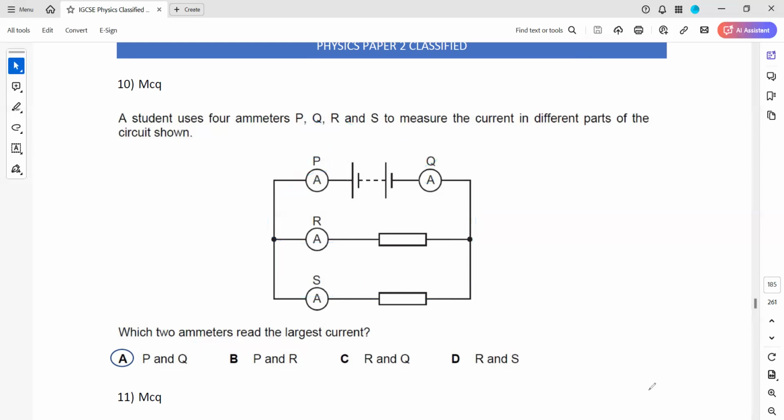So these are some questions from electrical quantities, topic 4.2.